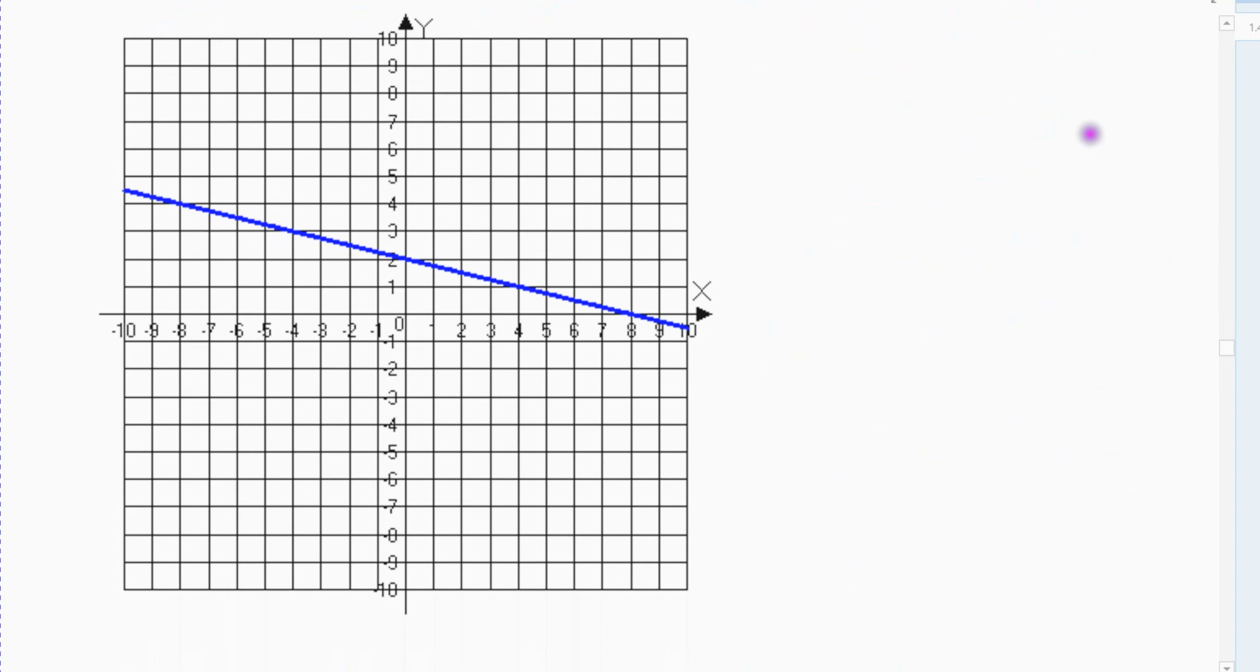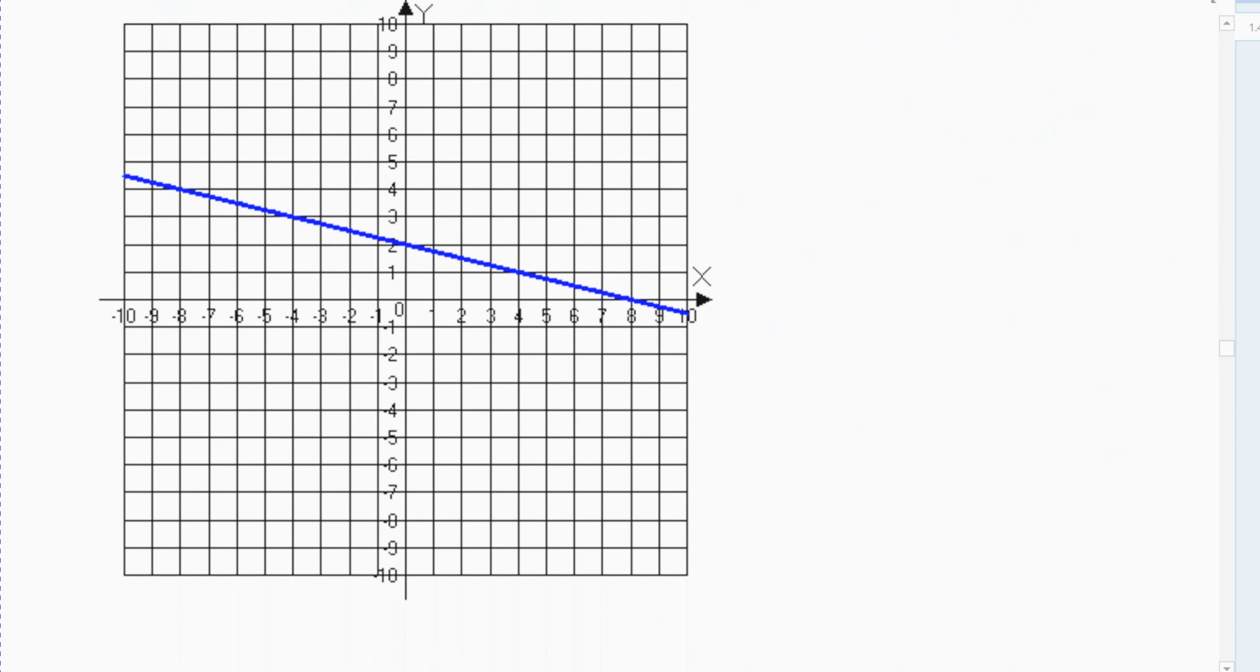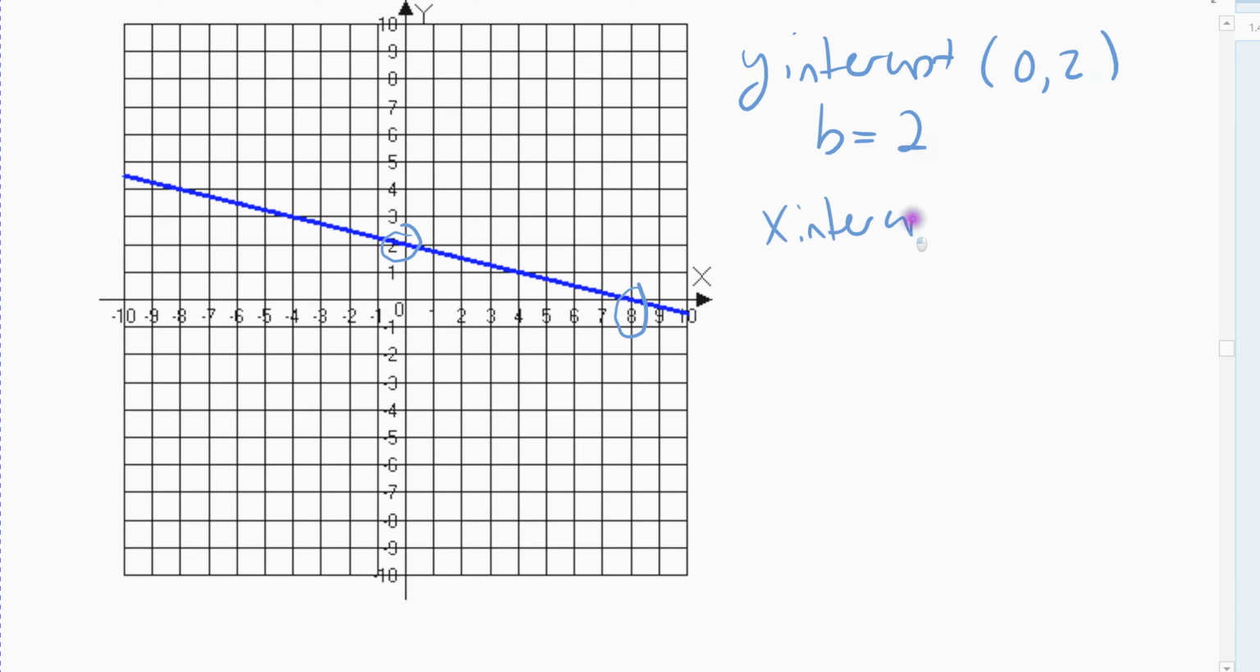Alright, next example. This should be a negative slope, right? It's moving in the negative direction. Actually, this one looks like I have both intercepts. The y-intercept looks to be there, the x-intercept looks to be there. So my y-intercept looks to be at the point 0, 2, right? My b is 2. The x-intercept, which is my 0, looks to be at 8, 0. So my x-intercept is 8.